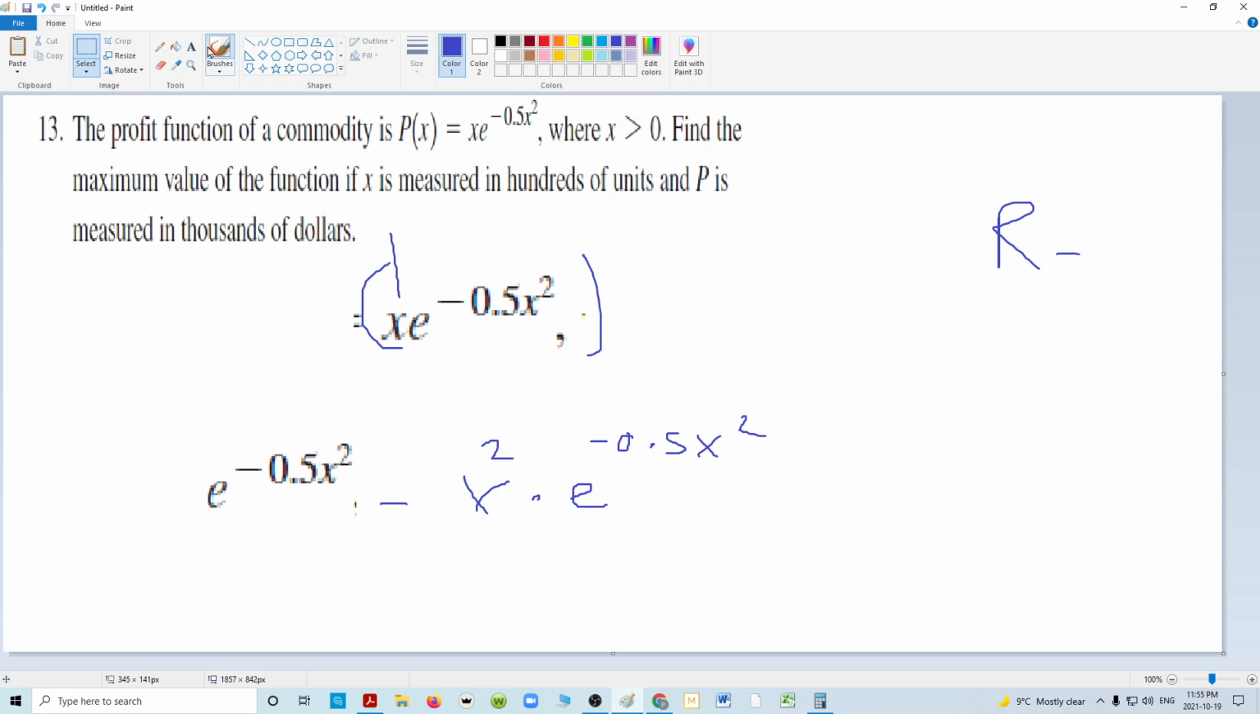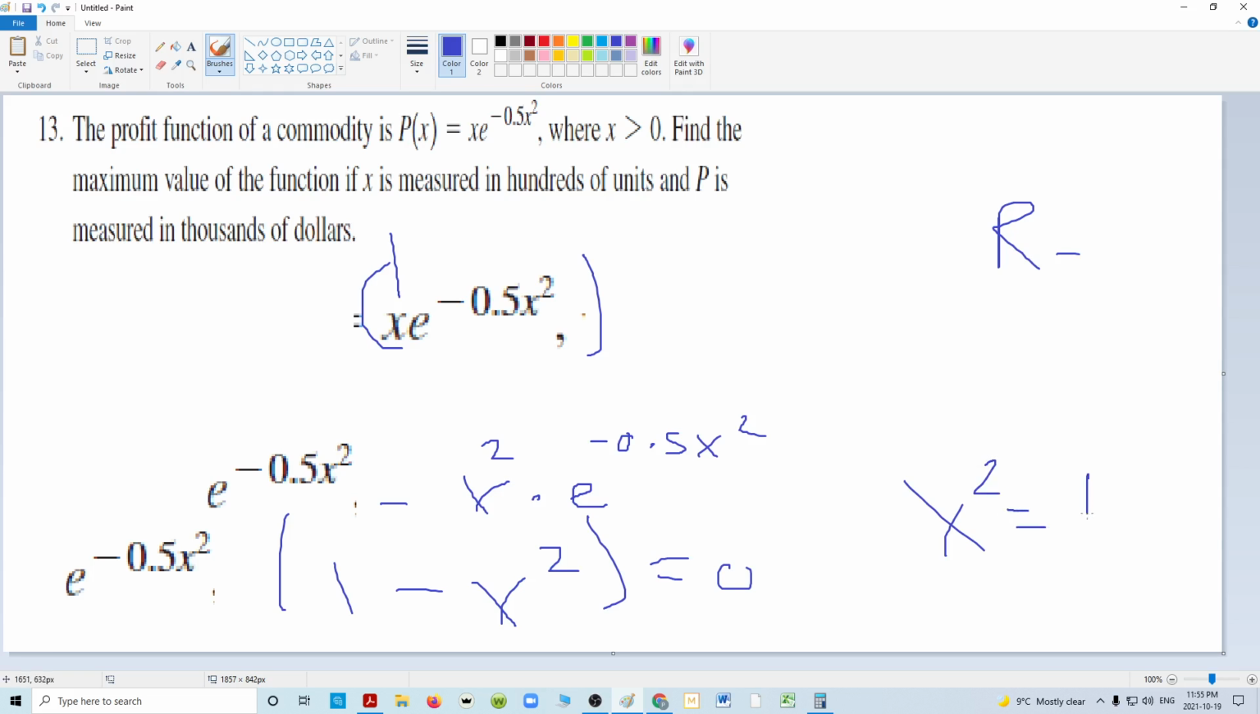And now I can factor out the common term. And I get 1 minus x squared. Set it to 0. Clearly this can never be 0, but this can. When is x squared equal to 1? Well, when x is 1 and when x is minus 1. Interesting if that's true. Fortunately, we can ignore this because we're only concerned with x bigger than 0, so this is the only valid answer.